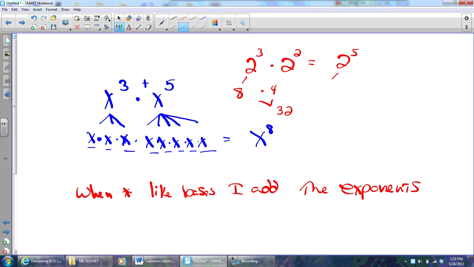Well, 2 to the fifth, if I do 2 times 2, I get 4 times another 2. Now I'm up to 8. So there's 1, 2, 3 of the 2s so far. And I multiply by 2. Now I'm up to 16. And if I multiply by 2 again, I get to 32. Look at that. Okay. So when I multiply like bases, I add the exponents.